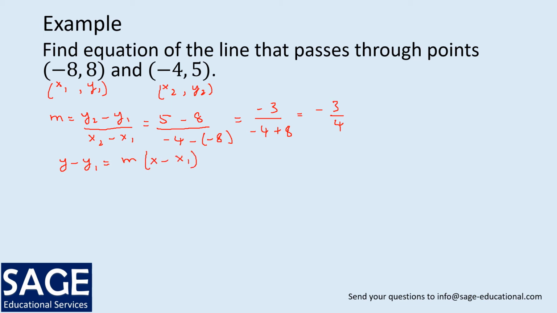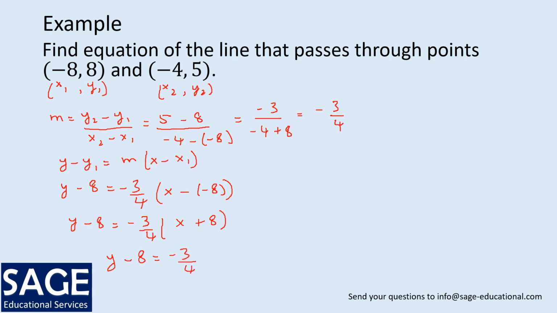I can choose either of those 2 points to substitute in this equation, but let me just choose the first point. So I'm going to say y minus 8 equals negative 3 over 4 times x minus negative 8. And that gives me y minus 8 equals negative 3 over 4 times x plus 8, or y minus 8 equals negative 3 over 4x minus 3 over 4 times 8. Use the distributive property. So let's continue this on this side here.